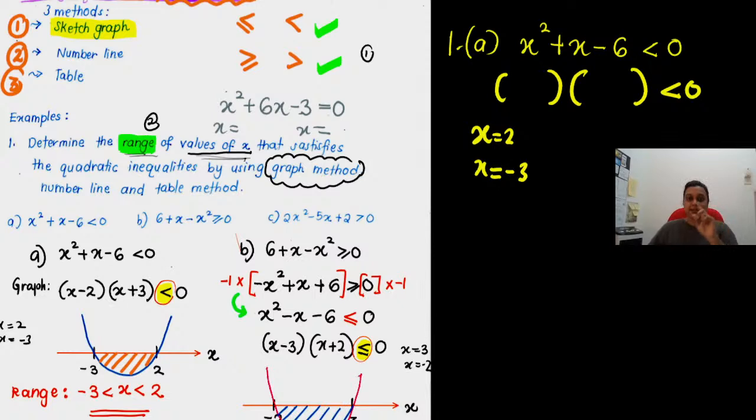But since this is an inequality sign, here is going to be x minus 2. Here is going to be x plus 3.